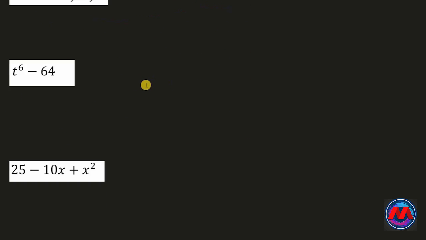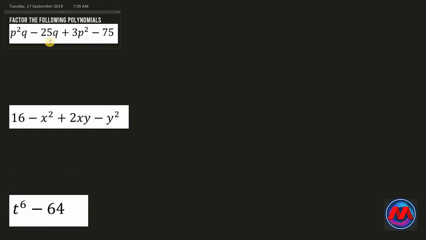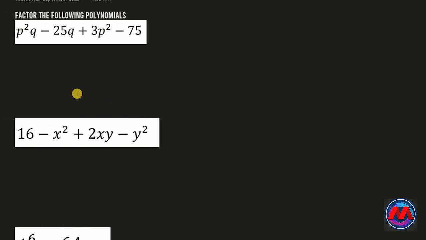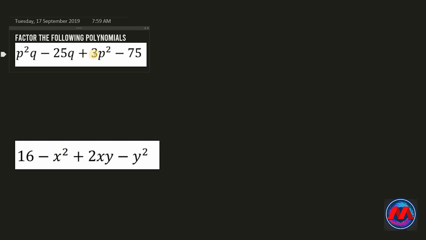Next sample. Factor p squared q minus 25q plus 3p squared minus 75. Okay guys, the first step is to find the GCF, but in this case, there is no GCF. There are no common terms in each term. So what we could do here is the grouping method. We group these two, and we group these two.